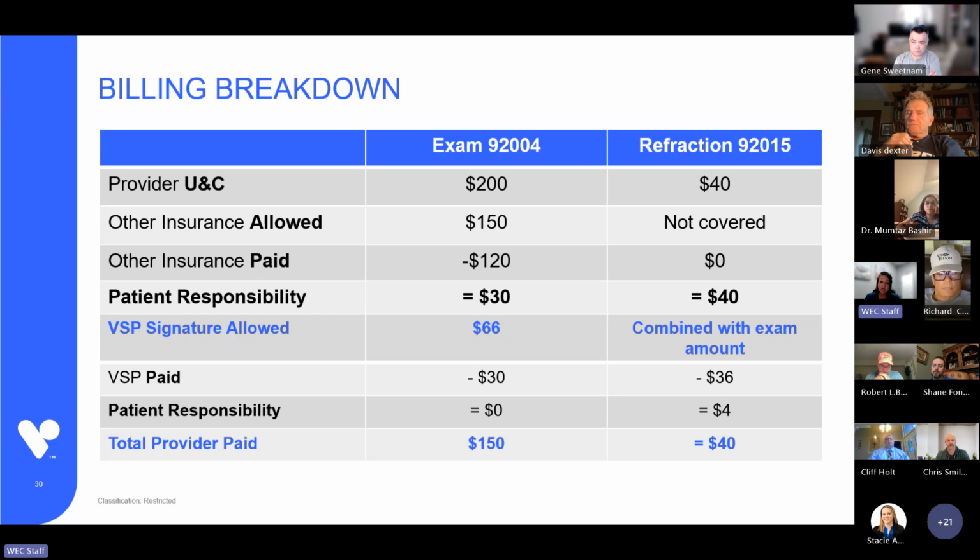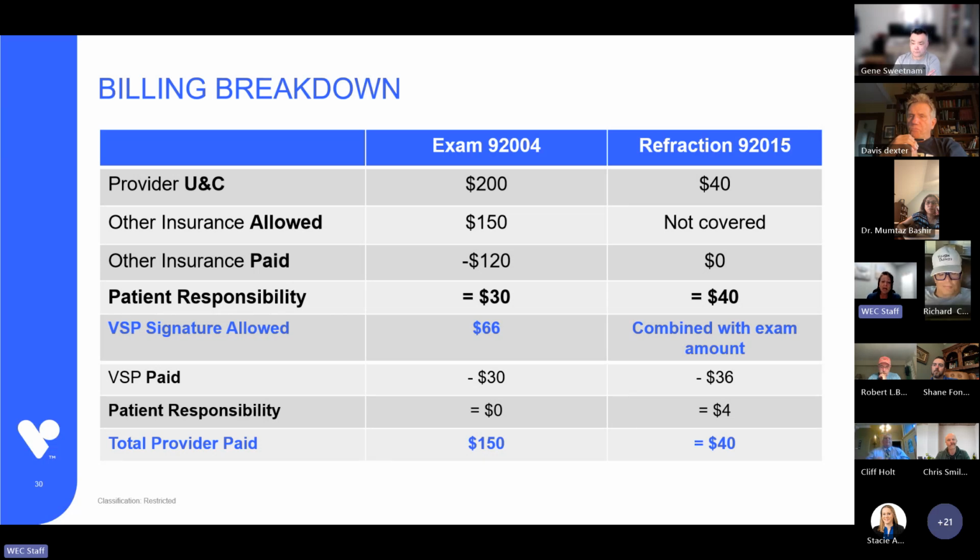The biggest thing, though, is that look at your bottom line reimbursement. So for the exam and refraction, you collected $190, which is substantially more than if you had just billed VSP as primary and took the routine vision payment. So now we've increased our reimbursement substantially.